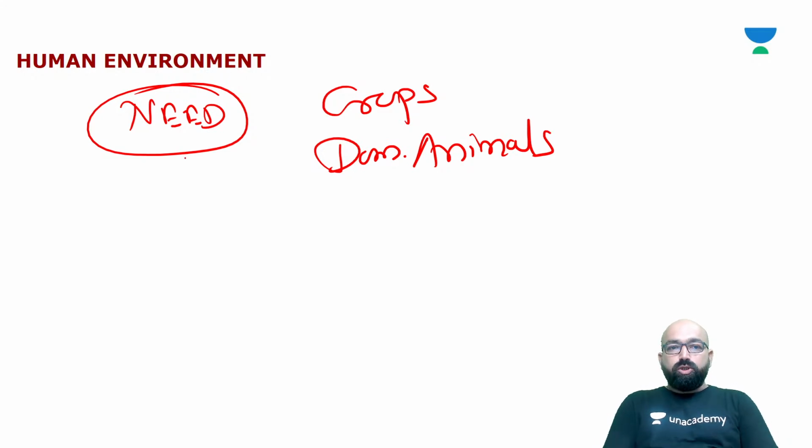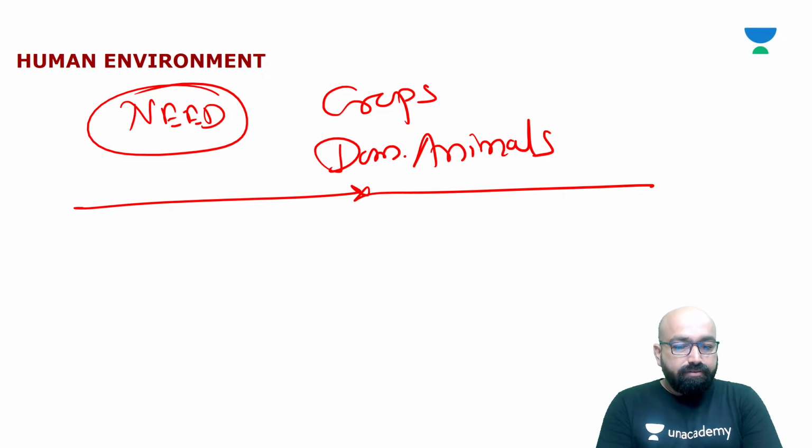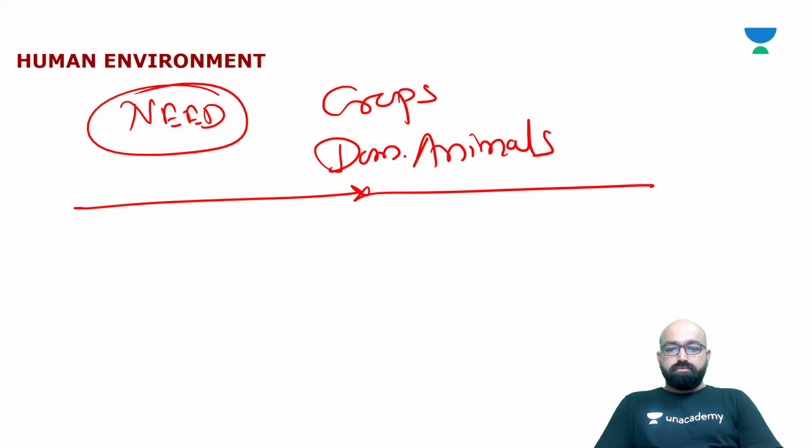So the industrial revolution enabled large scale production, then transportation became faster, and the information revolution made communication easier and speedy across the world.